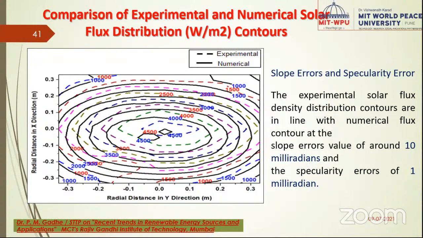This is for the prototype system. But when we go for the large system, that is the proposed 100 meters square system, if you have these slope errors beforehand, you can easily predict the performance of the system. Without knowing the slope errors, when you do the calculations, you will get very high values of the flux falling on the receiver. But when you include the errors associated with the system, the values you get will be near about correct.